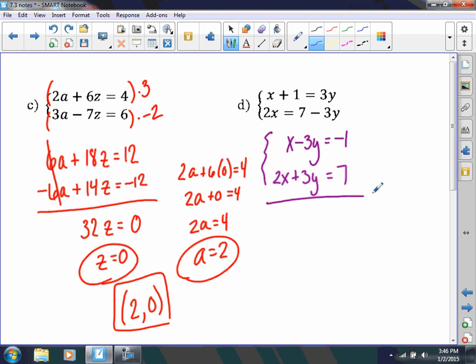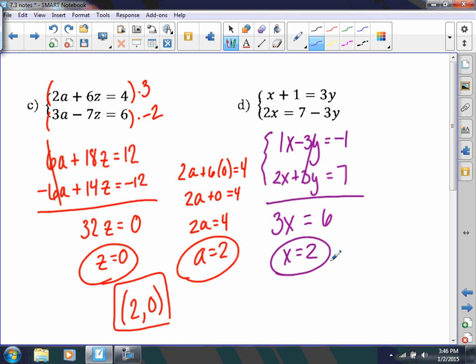Sometimes you can rearrange everything so it's in standard form and then still have to do what we did in part C, where you have to multiply equations by something. So here I have a 1x. So when I add, I get a 3x, and then the y's eliminate, equals 6. So when I divide, x equals 2.